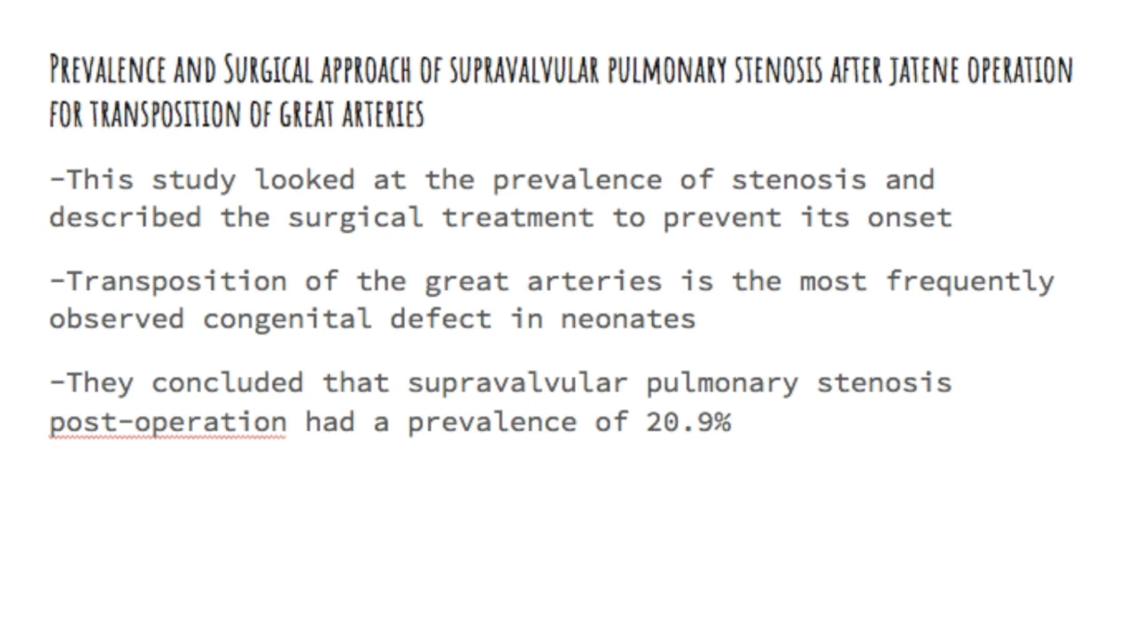So for our second article, this study looked at the prevalence of stenosis and described the surgical treatment to prevent its onset. Transposition of the great arteries is the most frequently observed congenital defect in neonates, but the study concluded that supravalvular pulmonary stenosis post-operation had a prevalence of 20.9%. But the main point that they wanted to find out was how common was it for the patient to develop pulmonary stenosis after they were treated for transposition of the great arteries.